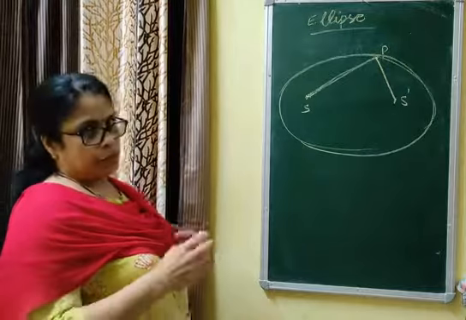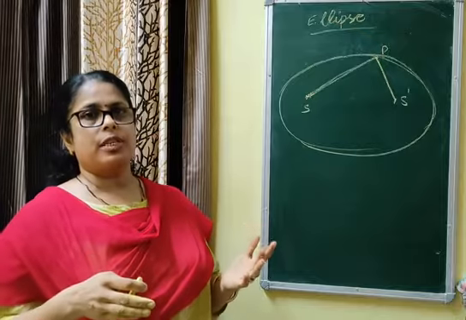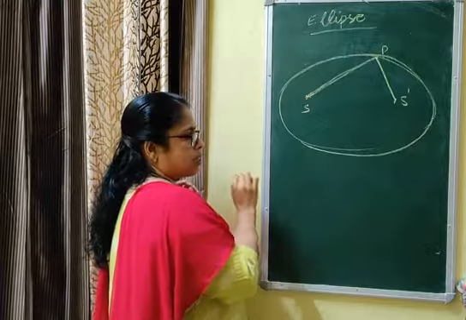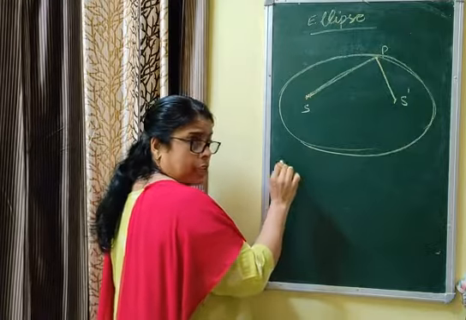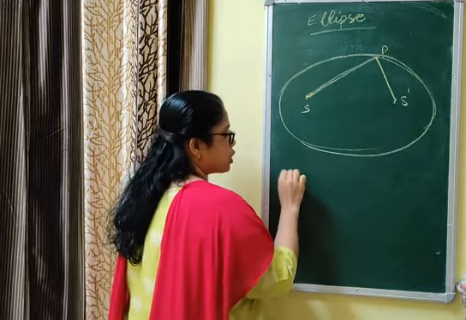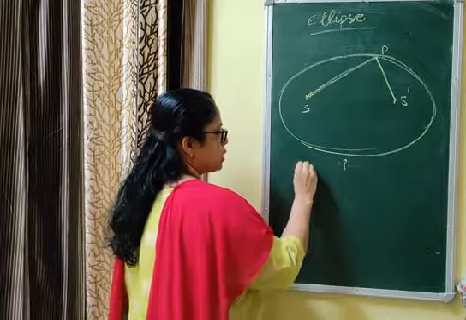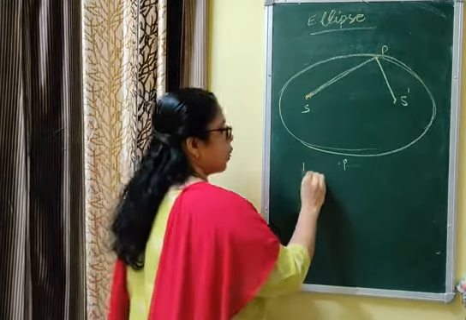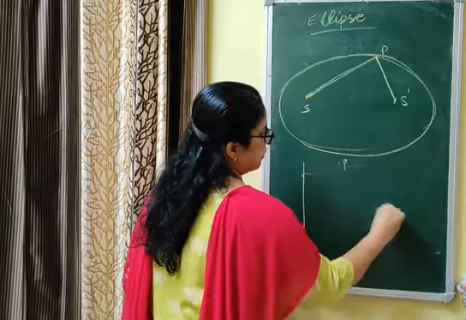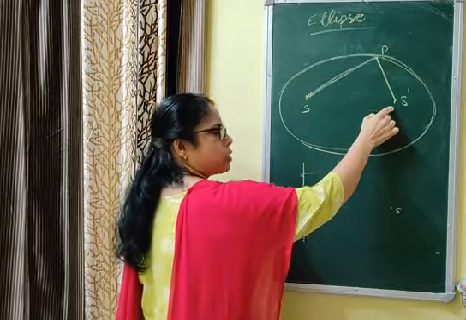Now, if you want to give the difference between the fixed line and fixed point, that means one more definition I am saying: the ellipse is the locus of a point in the plane, the sum of whose distance from a fixed point is constant.